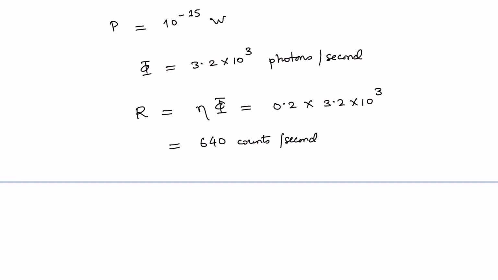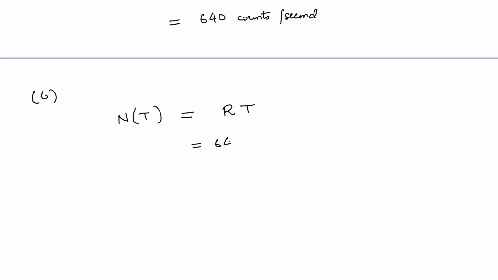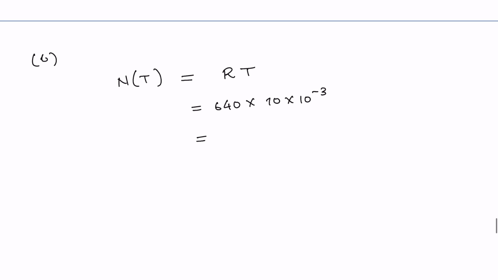Now let us do the second part of the problem. In the second part, you are asked to find out the average count value. Again, we have written down this formula in lecture 19 that the average count value is given by count rate R into the time interval between photon counting, and that is given to be 10 millisecond. R is 640 and t is 10 millisecond, that means 10 into 10 to the power minus 3 second. So this is going to give you the average count as 6.4.